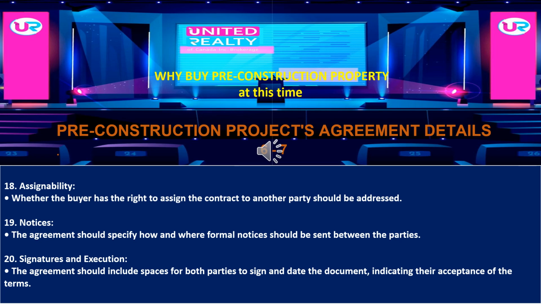18. Assignability. Whether the buyer has the right to assign the contract to another party should be addressed. 19. Notices. The agreement should specify how and where formal notices should be sent between the parties. 20. Signatures and execution. The agreement should include spaces for both parties to sign and date the document, indicating their acceptance of the terms.